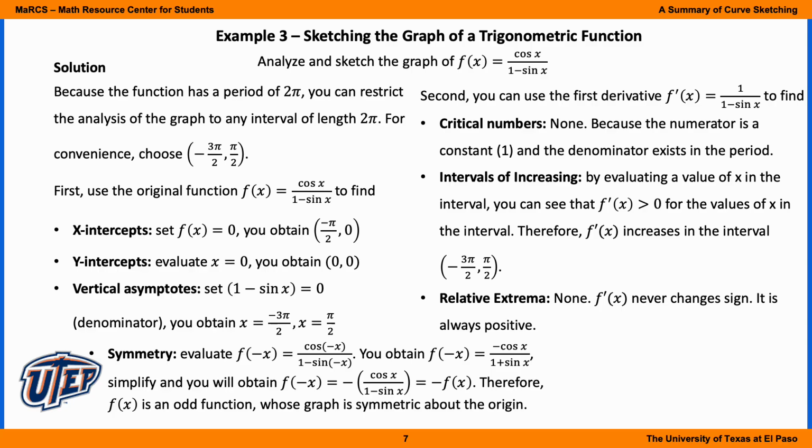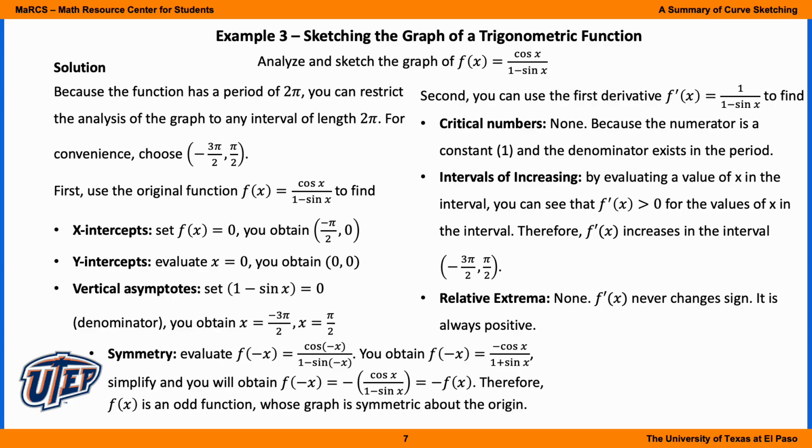So first we use the original function, f of x, to find our x-intercepts, y-intercepts, vertical asymptotes, and symmetry. Our x-intercepts happen when y is equal to 0, and we get that that occurs when x is equal to negative pi over 2. Our y-intercepts occur when x is equal to 0, so we plug in 0 for f of x, and we get the origin, (0, 0). Now for vertical asymptotes, we let 1 minus sine of x, our denominator, equal 0, and we obtain that x is equal to negative 3 pi over 2, and that x is equal to pi over 2.